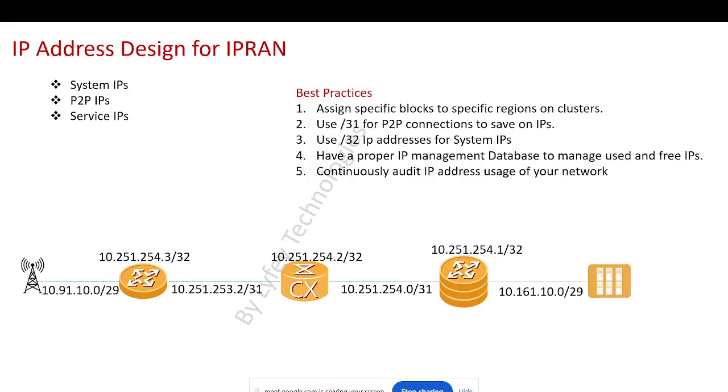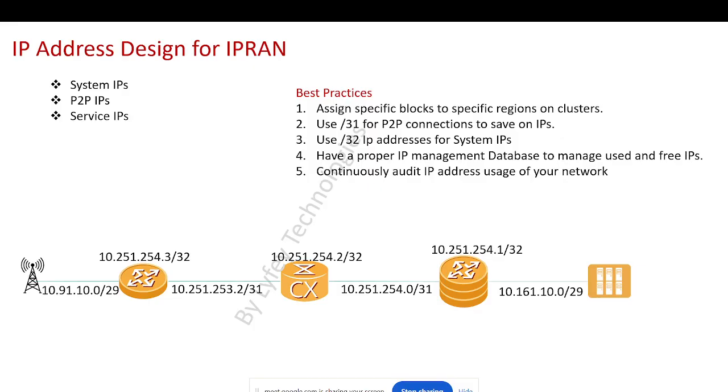we also talked about IP address design for the IPRAN network. You require different IPs for your deployment, for example, the system IPs, because you need to manage these nodes. Definitely you will require management IPs for every node in the network. That's what we call the system IPs. Then we have the point-to-point IPs, the ones that you will configure on the point-to-point connections between different nodes. From the CSG to the ASG, you need a point-to-point IP. And even from the CSG to the BTS, you also need a point-to-point IP.